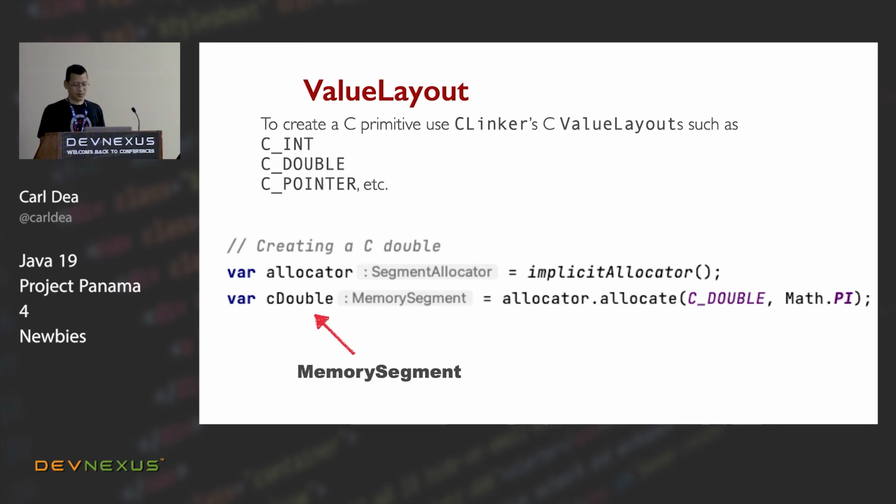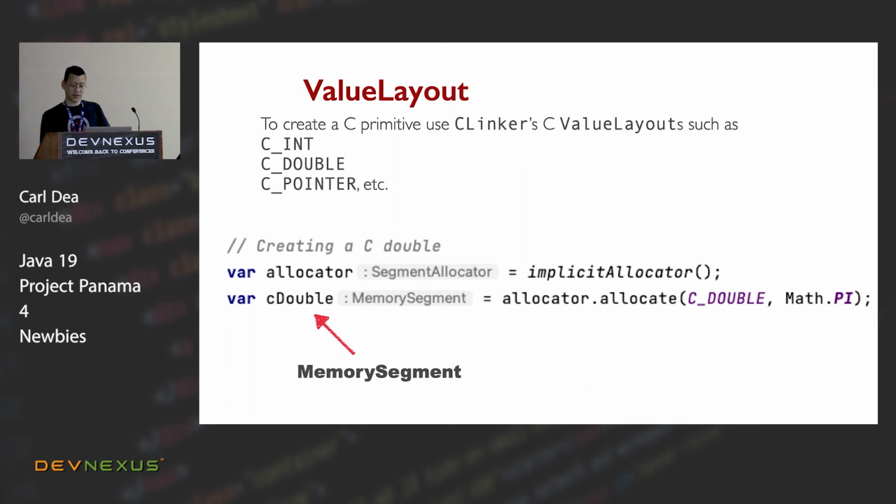Like I said before, jextract does a lot of really interesting things. It does all the low-level code for you. In my IDE, it describes the data type of the var, because var cuts down on typing. The implicit allocator will allocate something off heap. What I'm trying to do is create a C double, and you can create all these other types like a C int, a C double, or a C pointer.